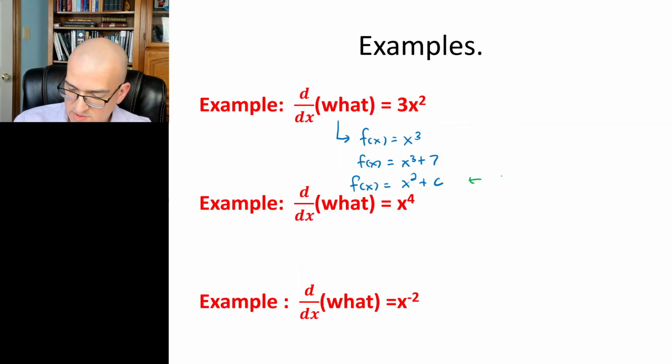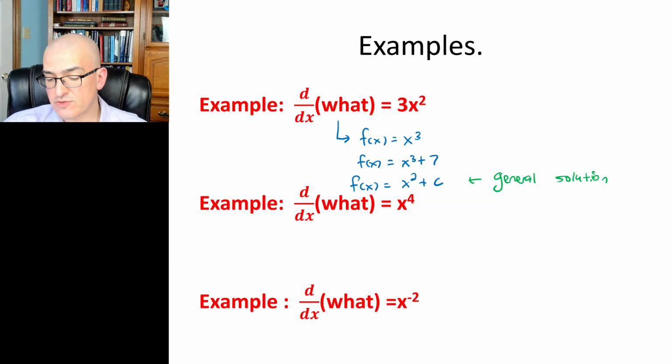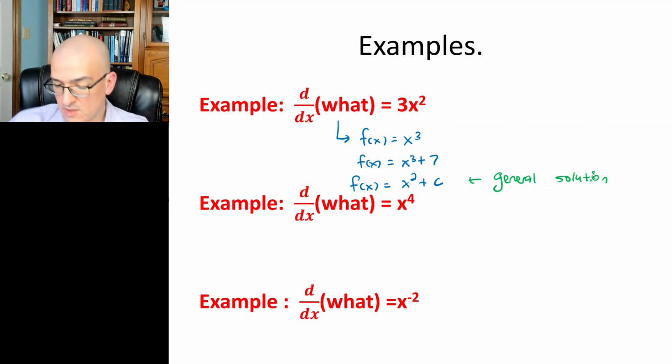So the last one's called the general solution. And the other two are called particular solutions. And they would be particular solutions to a problem that has an extra piece of information. I'll show you what I mean with an example later on.